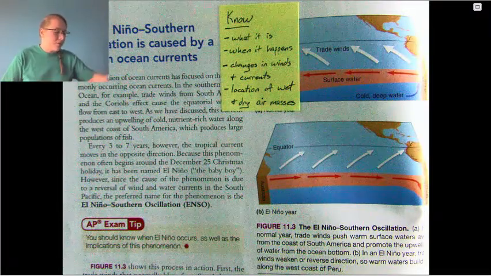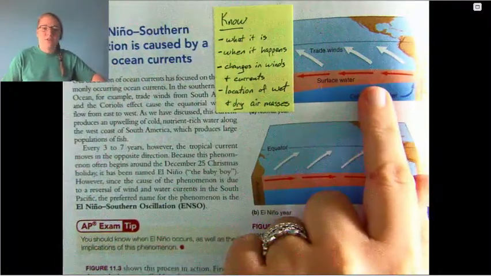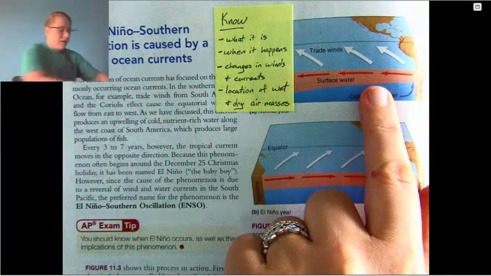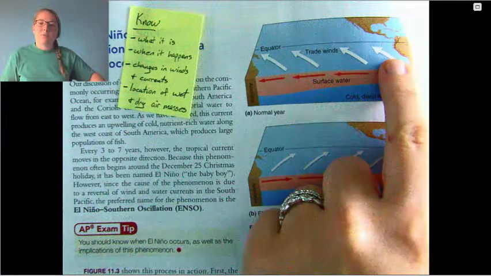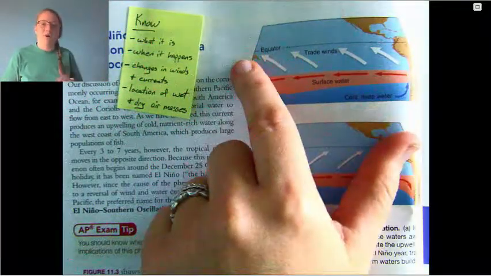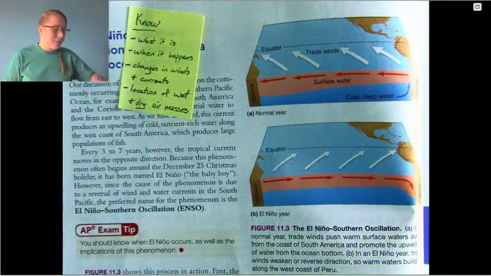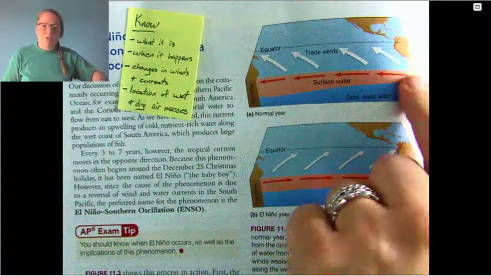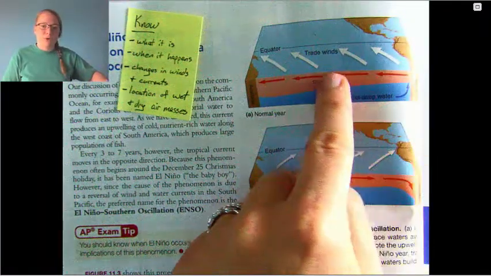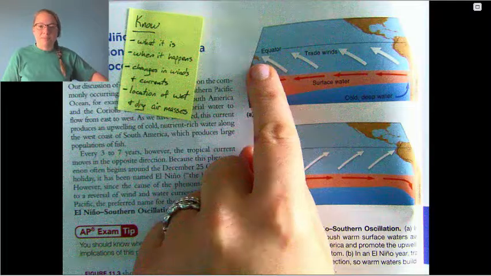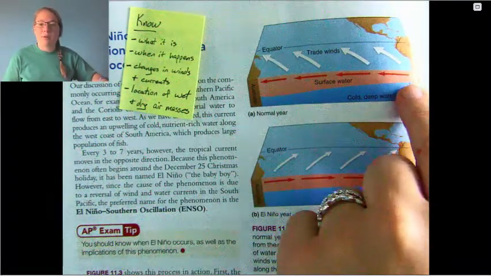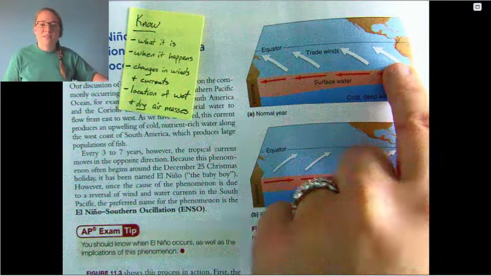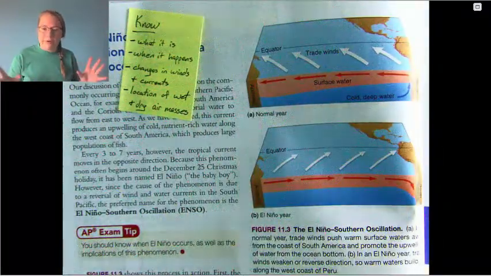All right, so we have a normal year here where we've got, I'll move that sticker. We've got our trade winds blowing to the west, and this is all in the Pacific Ocean. And what they're doing is they're pulling that warm surface water over towards Asia. Now this is a process of upwelling. It's pulling that cold, deep water back up towards the surface. And this is kind of our normal pattern.